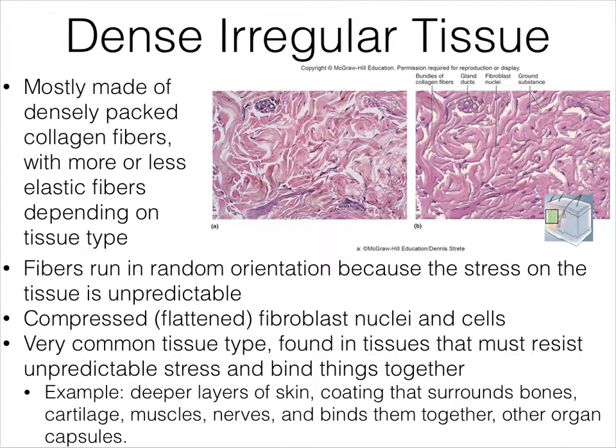Next, we have dense, irregular connective tissue. This is much the same as dense regular in terms of its composition, but it looks dramatically different. So again, it's going to be densely packed collagen fibers. These thick pink fibers, those are collagen.